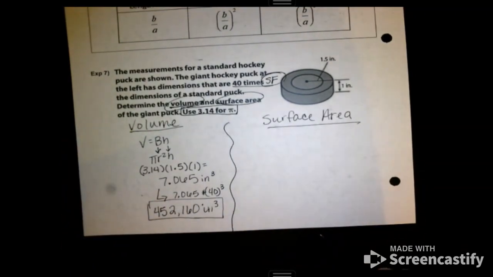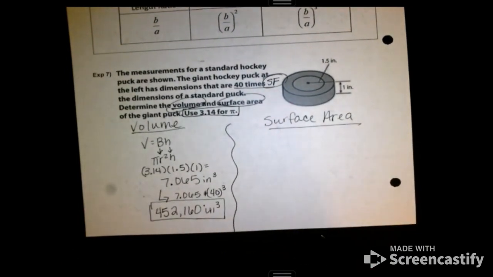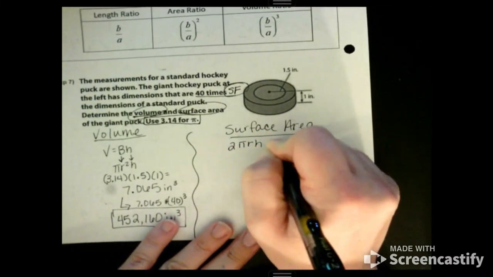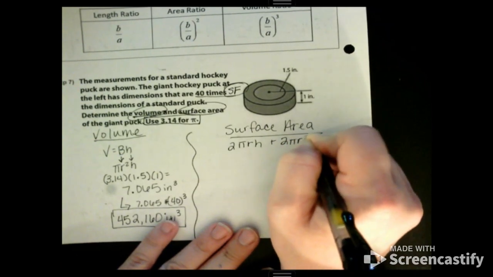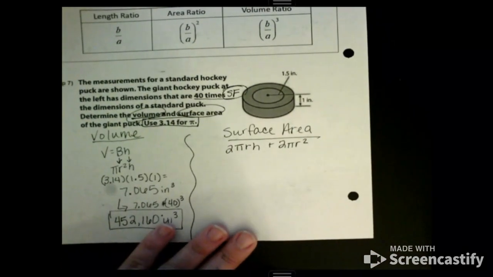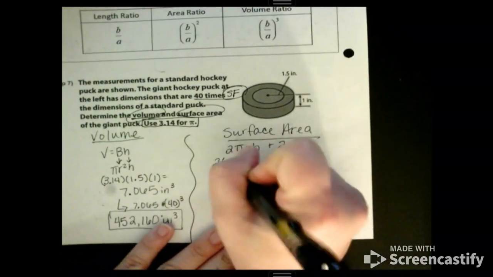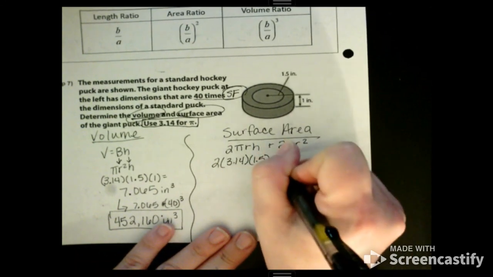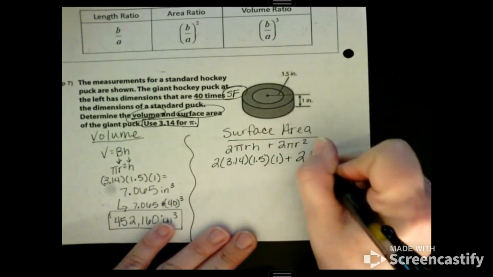Okay, now we've got to do the same for surface area. Well, what is my formula for surface area of a cylinder? It's the long one. It's 2 pi r h plus 2 pi r squared. Now, we're not going to leave pi with the pi symbol, right? We have to plug in 3.14 for pi. The radius is still the same. My height is 1. So then I have 2.